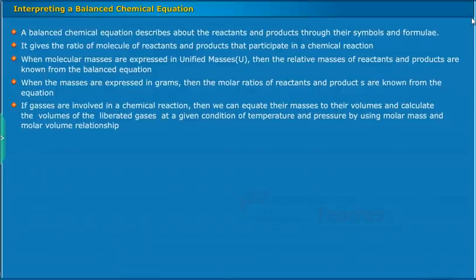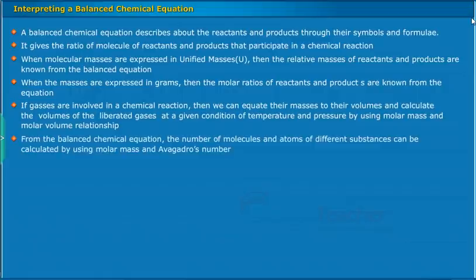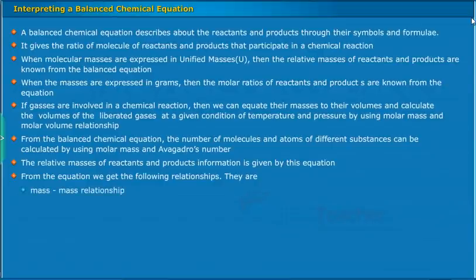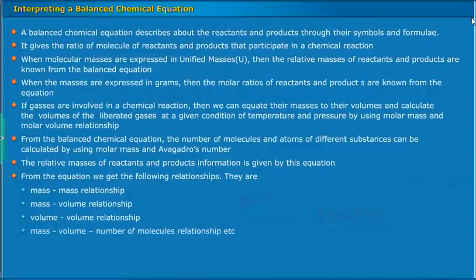and molar volume relationship. From the balanced chemical equation, the number of molecules and atoms of different substances can be calculated by using molar mass and Avogadro's number. The relative masses of reactants and products information is given by this equation. From the equation, we get the following relationships. They are mass relationship, mass volume relationship, volume relationship, number of molecules relationship, etc.